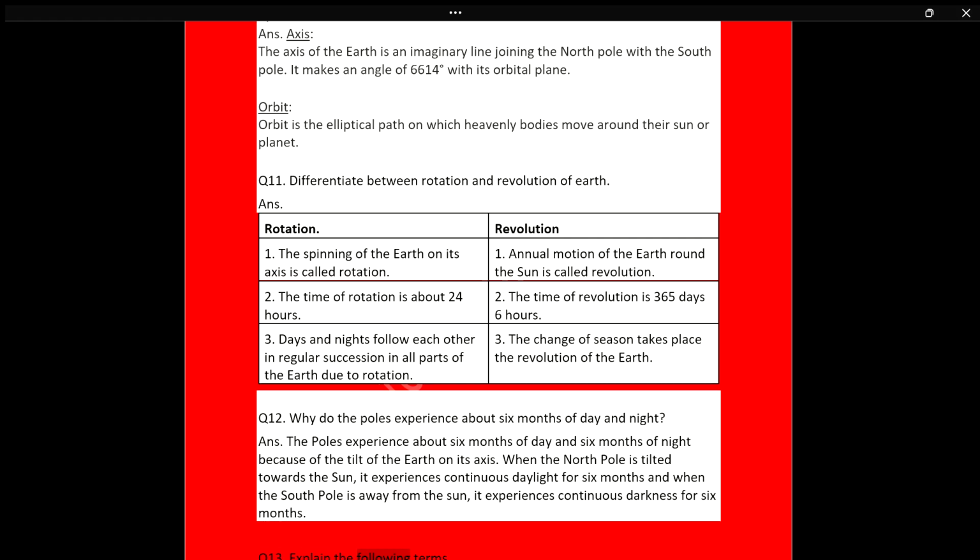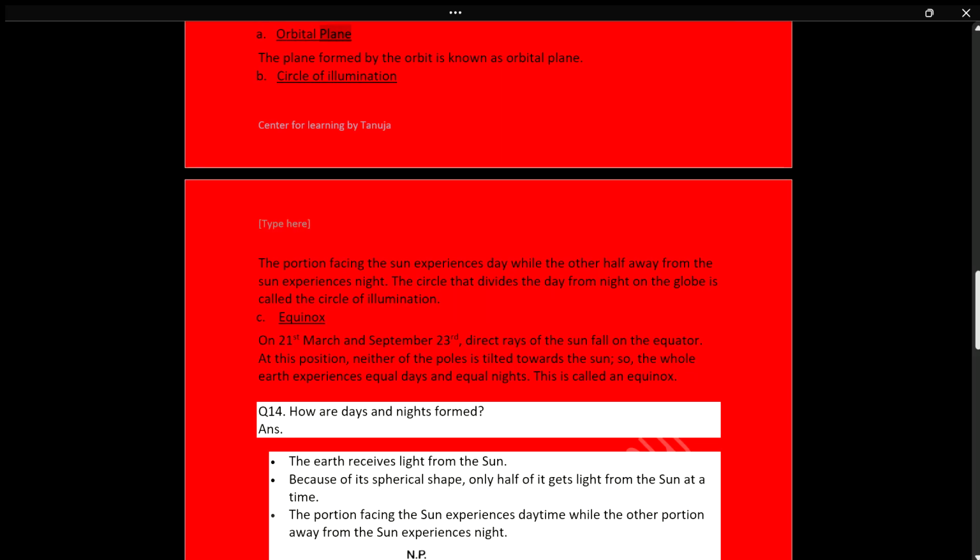Q13. Explain the following terms. A. Orbital plane. The plane formed by the orbit is known as the orbital plane. B. Circle of illumination. The portion facing the sun experiences day while the other half away from the sun experiences night. The circle that divides the day from night on the globe is called the circle of illumination. C. Equinox. On 21st March and 23rd September, direct rays of the sun fall on the equator. At this position, neither of the poles is tilted towards the sun, so the whole Earth experiences equal days and equal nights. This is called an equinox.